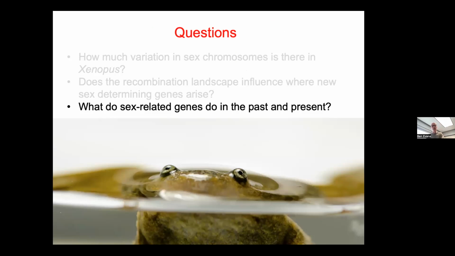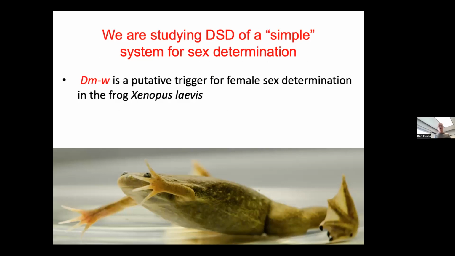So the last topic I want to talk about is our work with gene editing. It basically asks what sex-determining genes do now and in the past and present. And to do this, we're working with arguably a relatively simple system for sex determination. The only gene that's known to trigger sex determination in amphibians actually turns out to be from Xenopus, and it's a gene called DMW. It's a female-specific gene, and it's the trigger for female sex determination in this frog, Xenopus laevis.